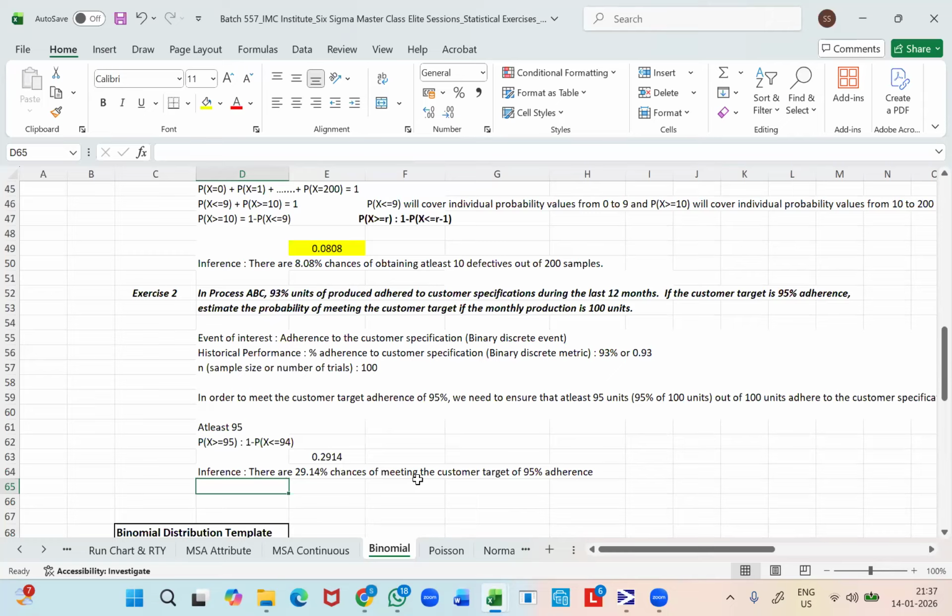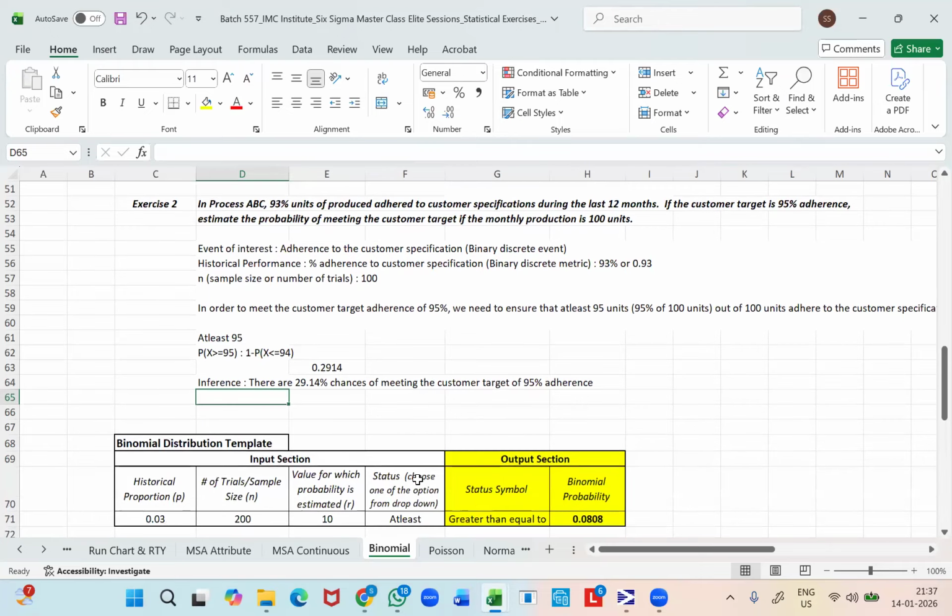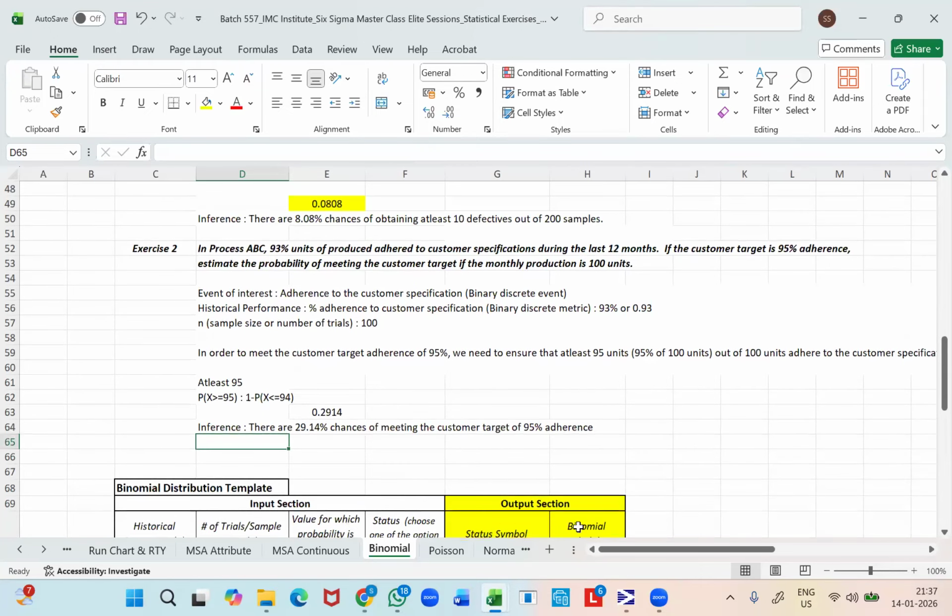So obviously we need to look at performing some process improvement initiative. With the 93% adherence that we currently have, we cannot comfortably meet the customer target of 95% adherence. So obviously we need to work on some process improvements in order to comfortably meet the customer target of 95% adherence. That's the kind of inference that we can come up with for this scenario.